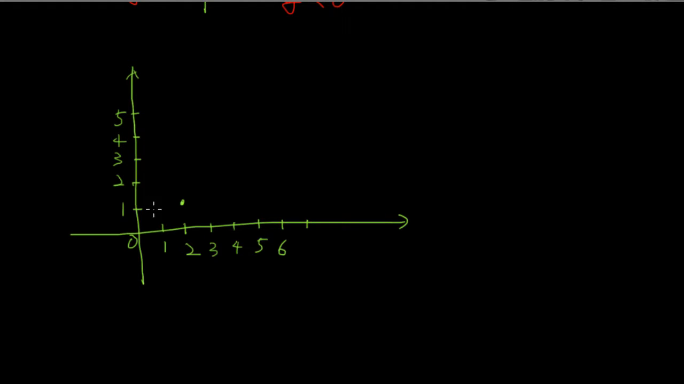Now you have this one point right here, and let's say you have another point right about here. This point is right above 1, and y is 1. And this point is right above 6, and the y value is 4.